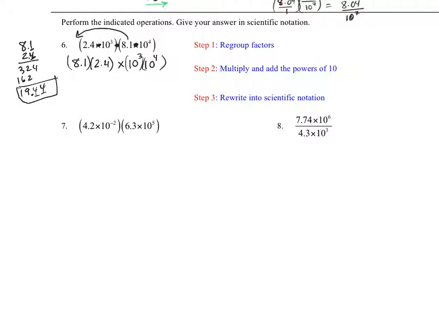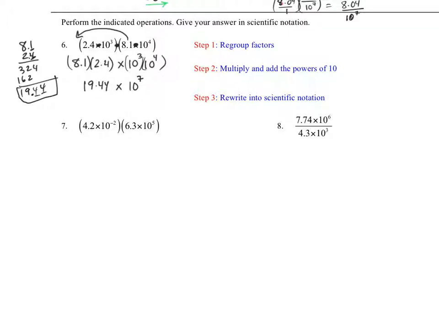So 8.1 times 2.4 is 19.44. And then we're going to use the multiplication property of exponents. So we would get to just add up the 3 and the 4. So it would be times 10 to the 7th.